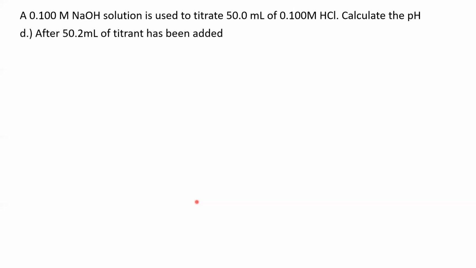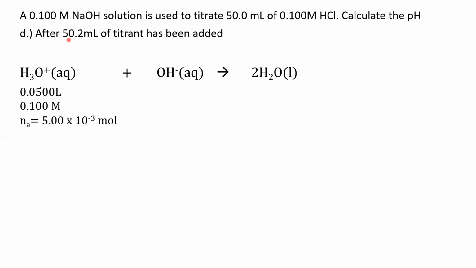Now, let's look at D. Now we're going to add a little bit more base. We have the same reaction. The amount of acid doesn't change. So we've got 5.00 times 10 to the minus 3 moles of hydronium ion. But now look at how much hydroxide we have. Now the hydroxide becomes in excess. Not by a lot, but a little bit. All of the hydronium is going to react.